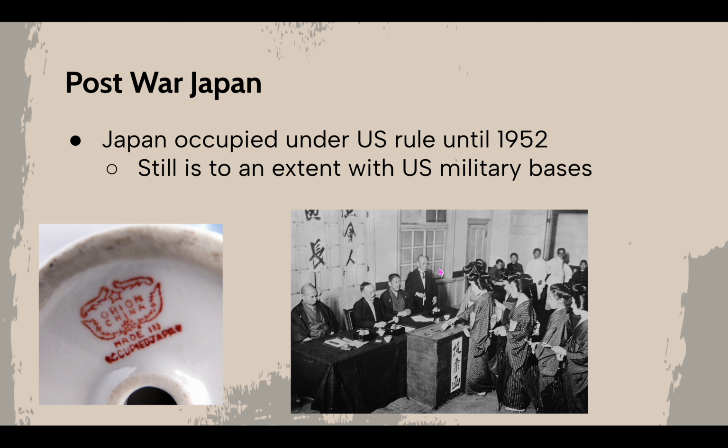Japan was occupied under U.S. rule until 1952 and still is to an extent today with the U.S. military bases. So if you ever go to an antique shop or an elderly relative's home, take a look underneath some of the pottery or other knickknack stuff. You may just see this symbol on the bottom. It says Made in Occupied Japan. That means that it was manufactured while the U.S. was ruling over Japan.